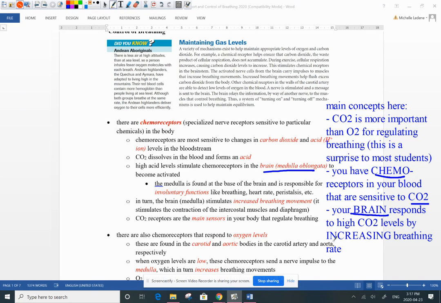So how does it do that? It increases your breathing rate. You're going to exhale more CO2. So that is how your body regulates the breathing levels.